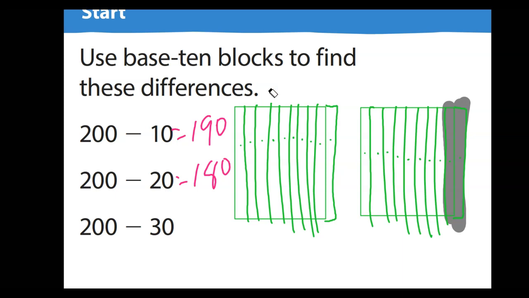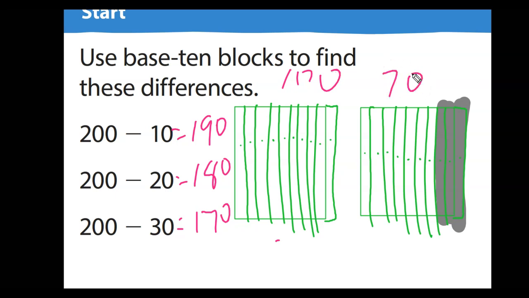Now 200 minus 30. Look at the pattern: 190, 180. What do you think that is? 170. But let's double check just to make sure. So I'm going to have to delete another one again, right? So again, the first one here. How many 10s do I have? 10, and all together is 100. So how many 10s do I have here? 7 now, which makes 70. Yep. So 200 minus 30 is 170. That's how it would work.